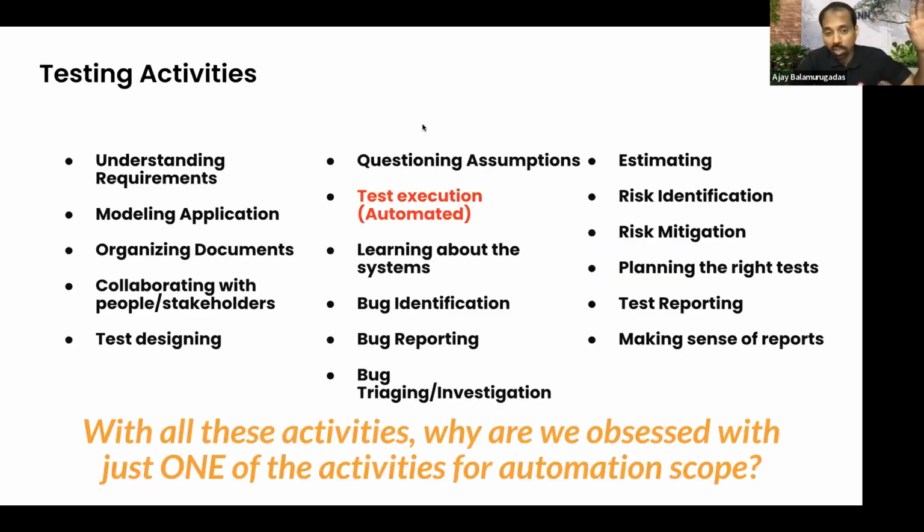We saw what is testing. We saw where all automation can be used and some setting the context 5W1H around automation. Now let's bring in some magic and discuss about all the things that we do as a tester. Do we understand requirements? Yes. Do we model the application?